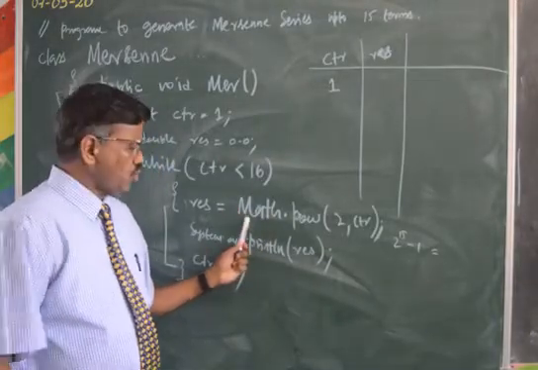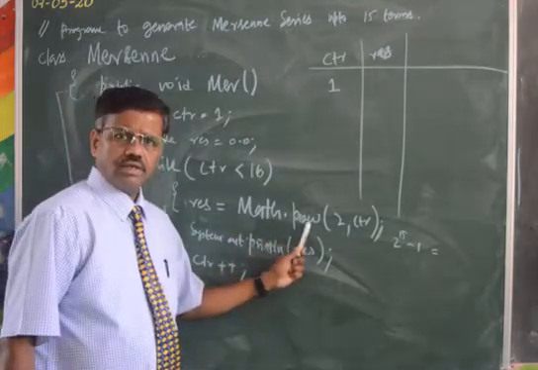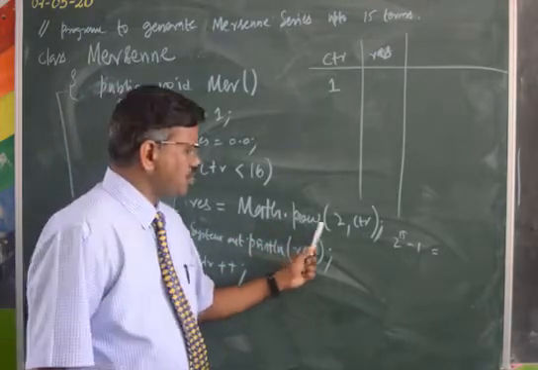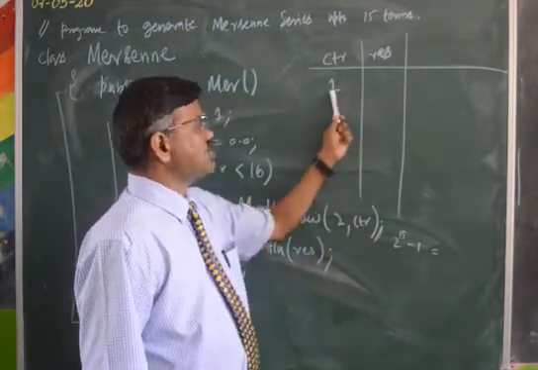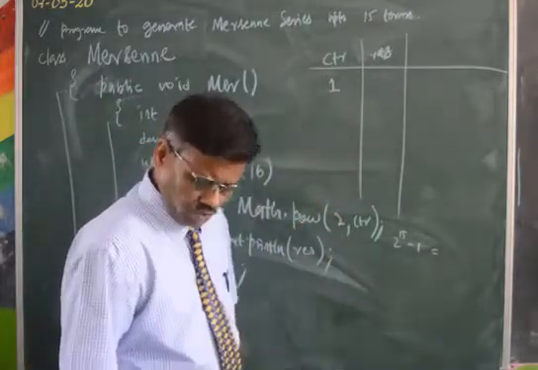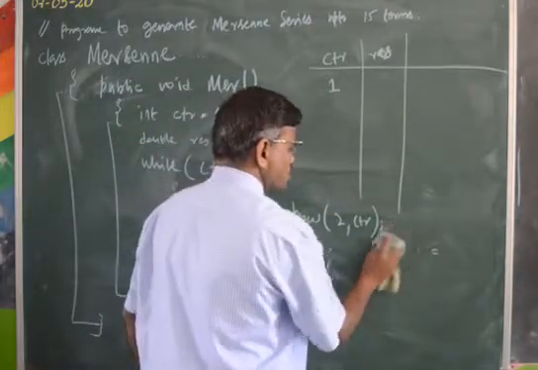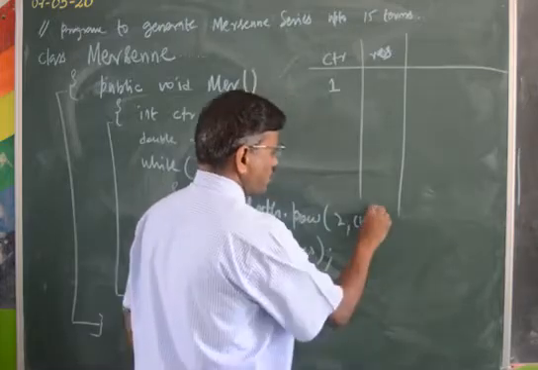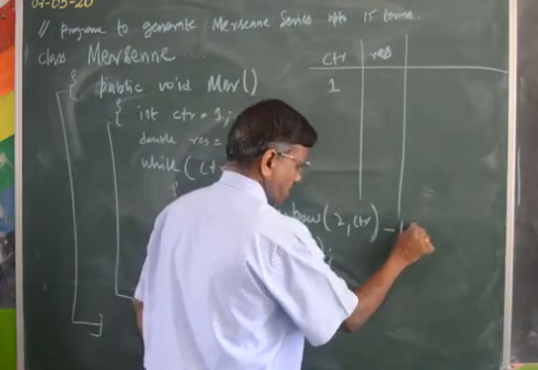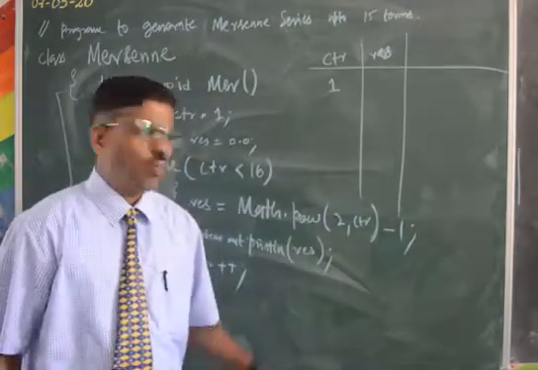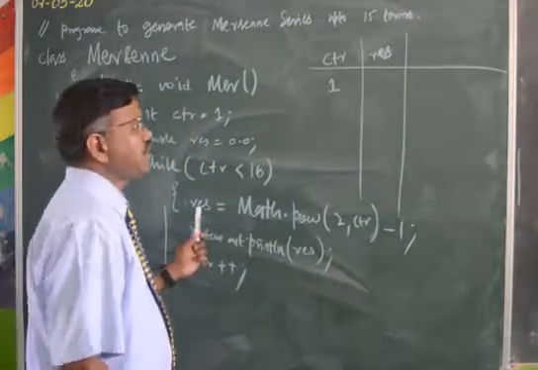As you all know, Math.pow, POW is the shortest form of power. 2 to the power of CTR. The CTR value is 1. 2 to the power of 1 is what? 2 to the power of 1 is 2. 2 minus 1 is what? 1. That will be stored in result.